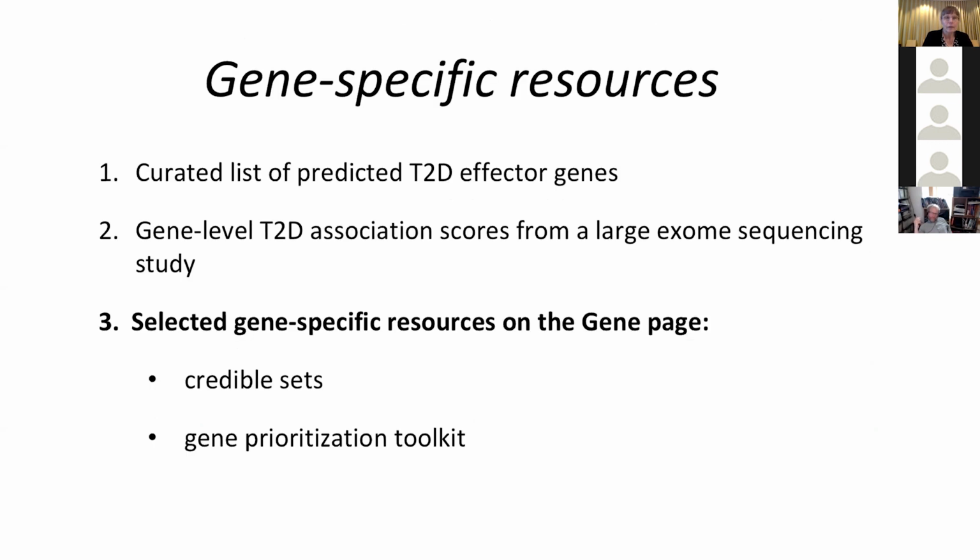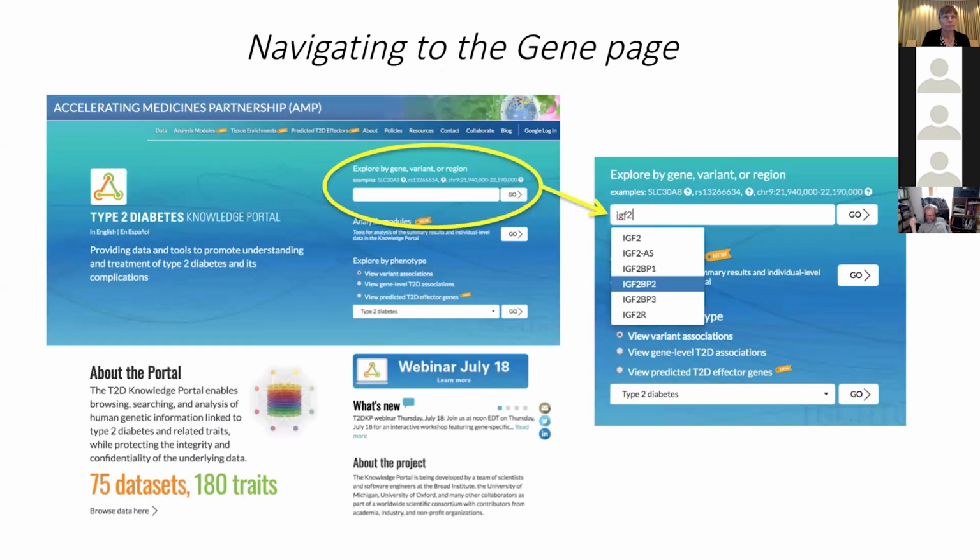All right, so now I want to talk a little bit about some gene-specific resources that are on the gene page. This is just a reminder of how to get to the gene page in the first place. On the home page, there's an Explore by Gene, Variant, or Region box, and if you just start typing a gene name in there, you'll be presented with a list of choices, and you can pick one and get to that gene page.